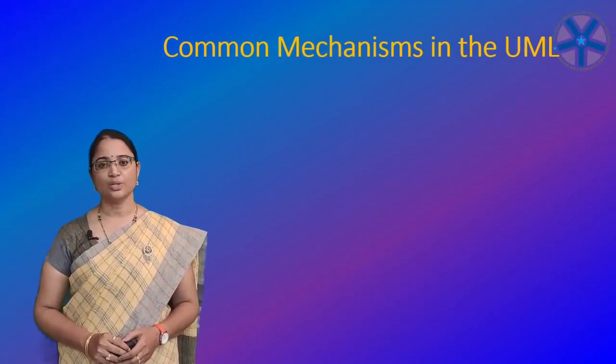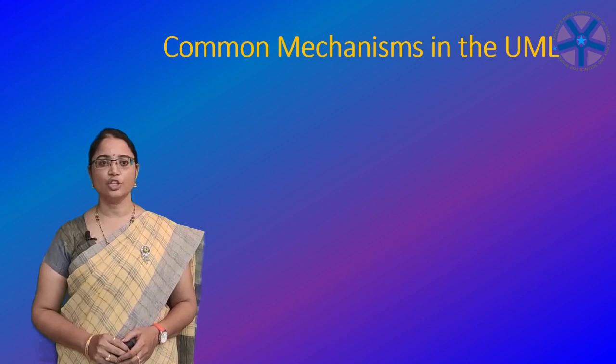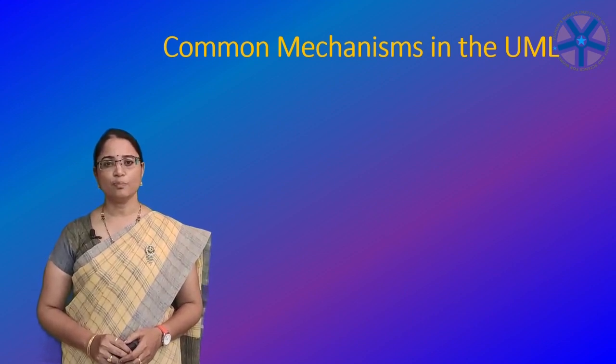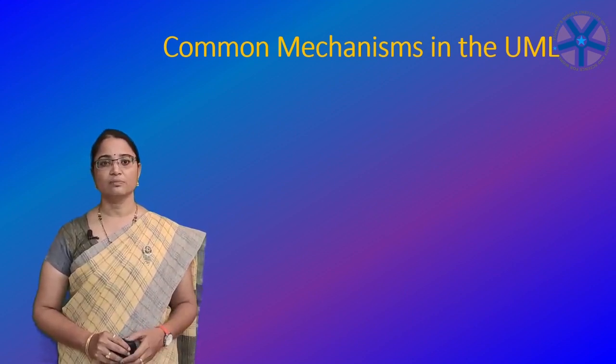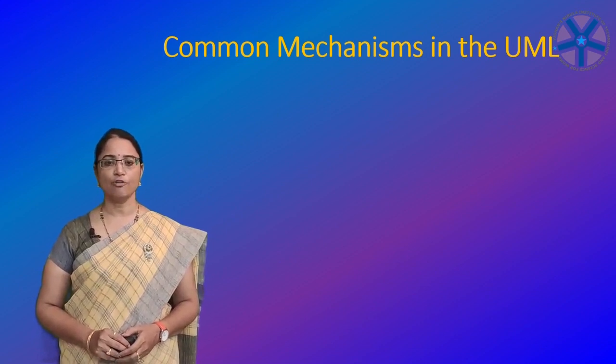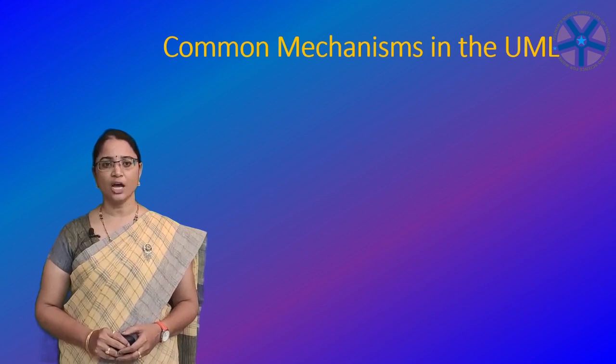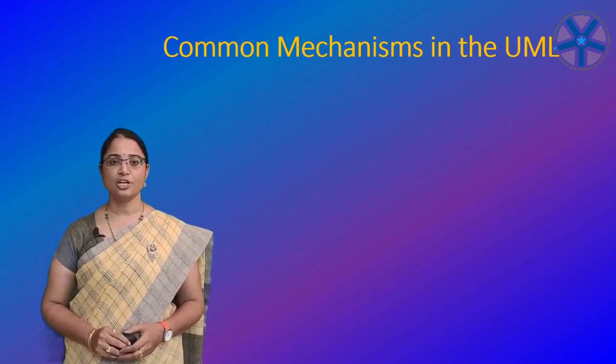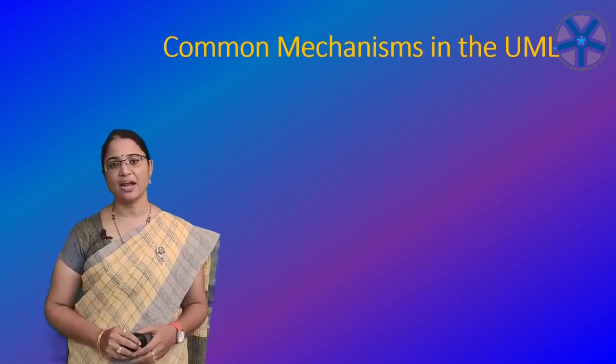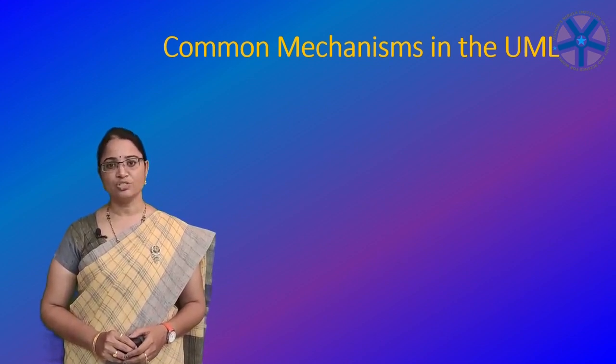And coming to the next one, that is common mechanisms in the UML. A building is made simpler and more harmonious by the conformance to a pattern of common features. A house may be built in the Victorian or French country style, largely by using certain architectural patterns that define those styles.